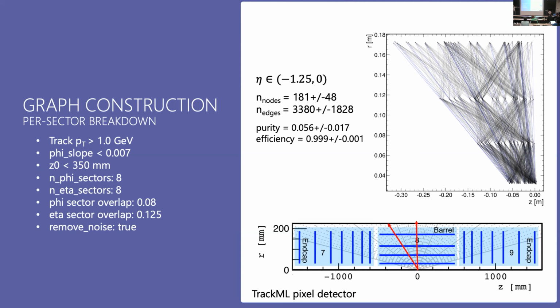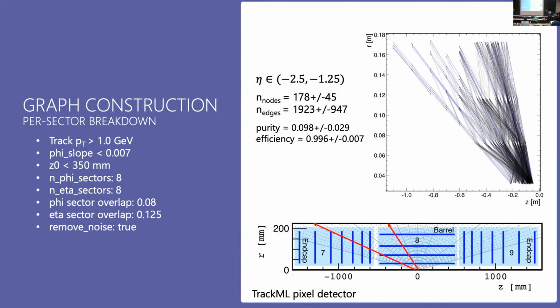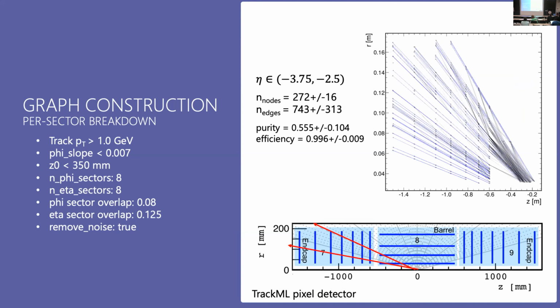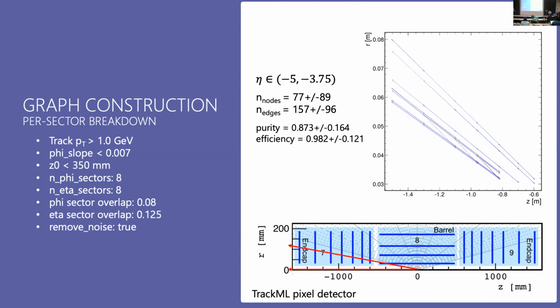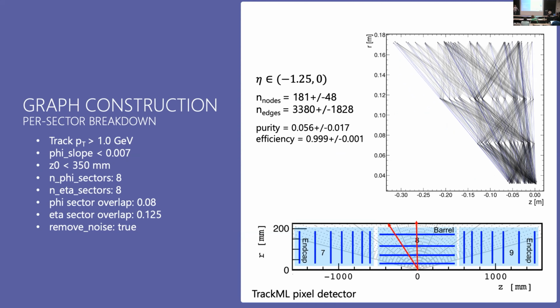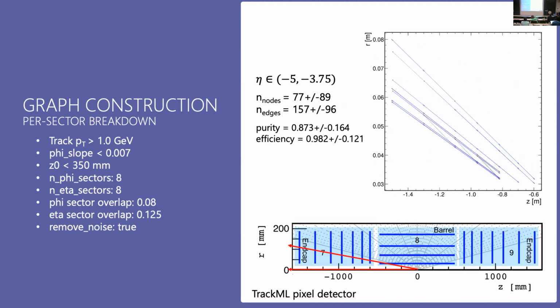I can scroll through and you can see how the eta sectors are calculated uniformly. So you can see how the graph construction varies as you change your eta region. And in particular, the purity of the graphs, which is the fraction of true edges, true particle trajectories, that end up in the graph, does increase as you move into the endcap region. So our graph construction is better there.